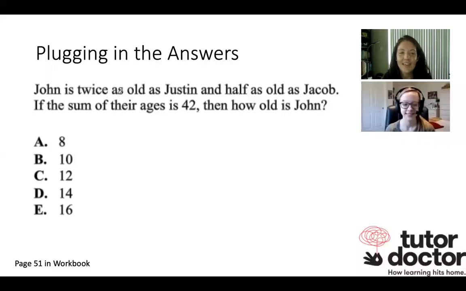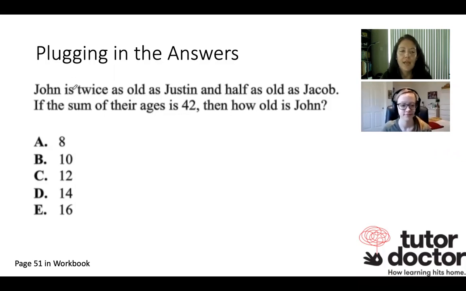The first thing we're going to talk about today is plugging in the answers. This is one of the techniques you can use kind of anywhere on the test. It'll come up a lot as something that you can use. The basic thing you're looking for, so we'll look at this question to start with, is a situation where you might feel like you need to write an equation.